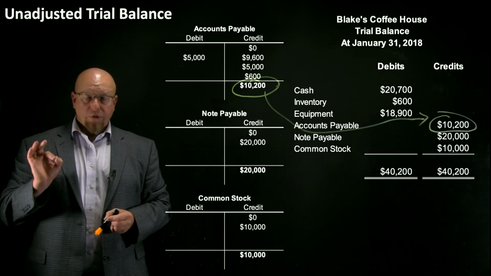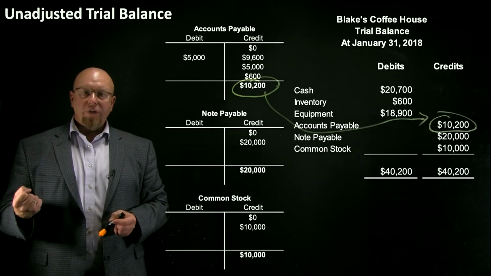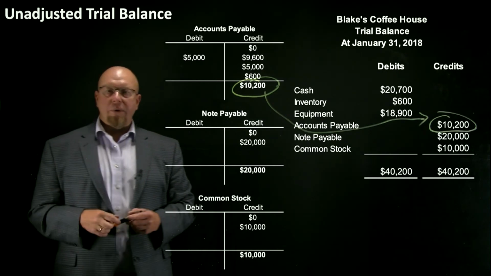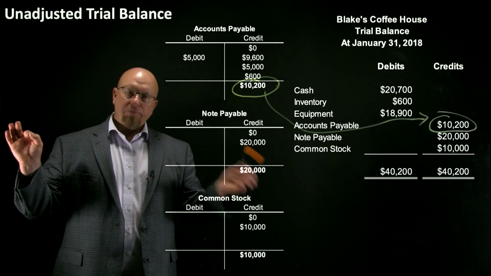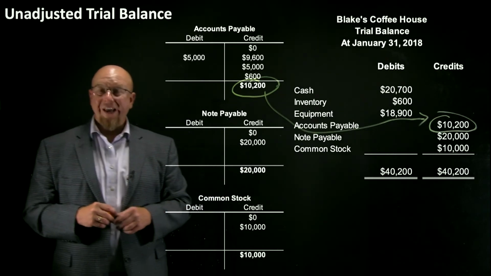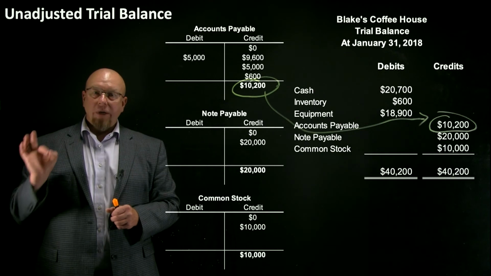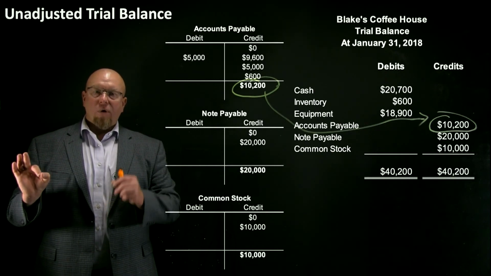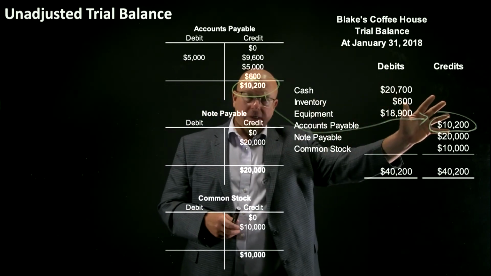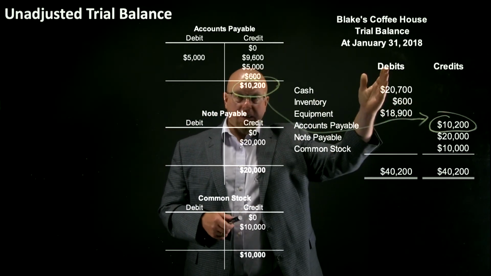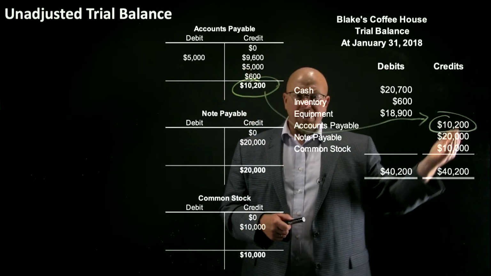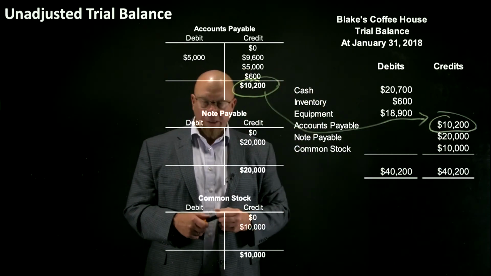Now, remember that the amount of your debits needs to equal the amount of your credits. For every one of those journal entries we recorded, there was a debit and a credit. In a couple instances there were a couple debits or a couple credits, but the debits always equaled the credits for each individual entry. And that's what allows this trial balance to stay in balance. You can see that the total of these debits is $40,200. The total of these credits is $40,200.